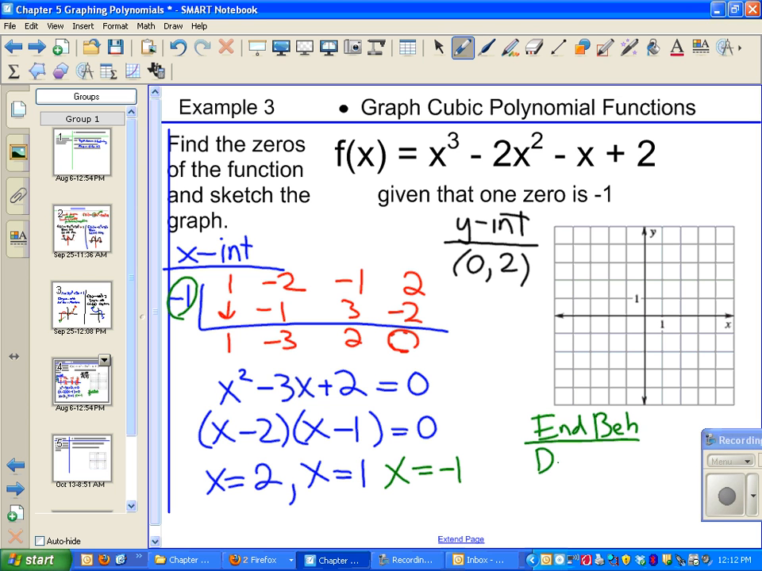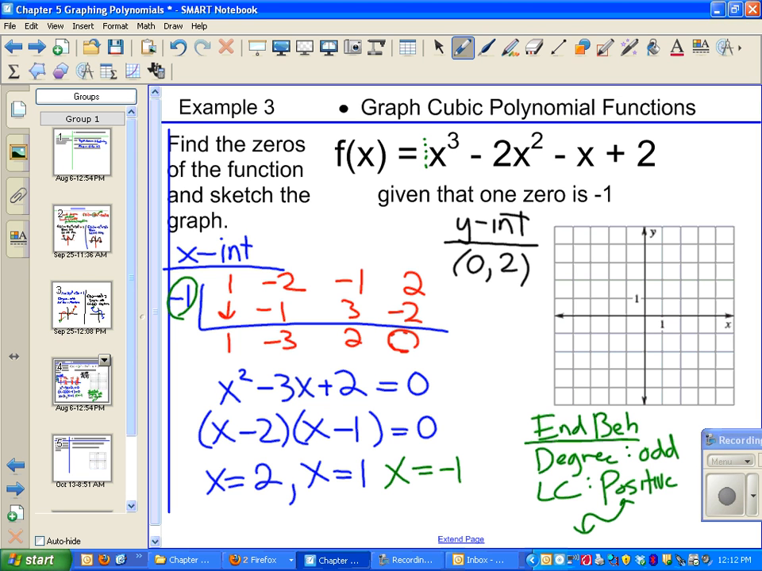So my degree, again, options are even or odd. My degree is odd, because that's the largest degree. There's technically nothing in front of that, so we'll call that a +1. So my leading coefficient is positive, which means I'm going to start low and end high.